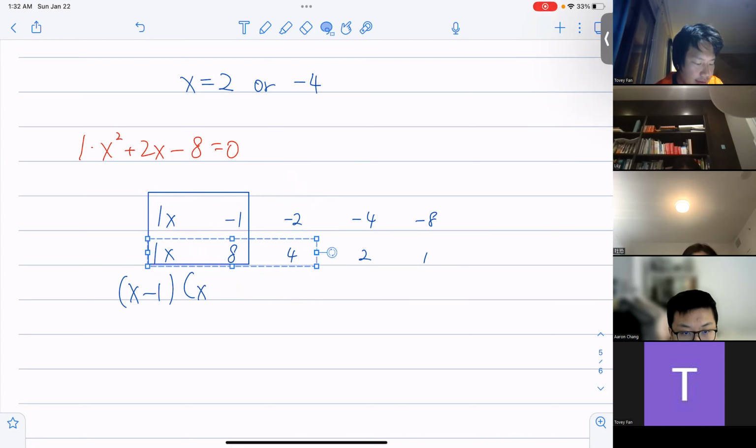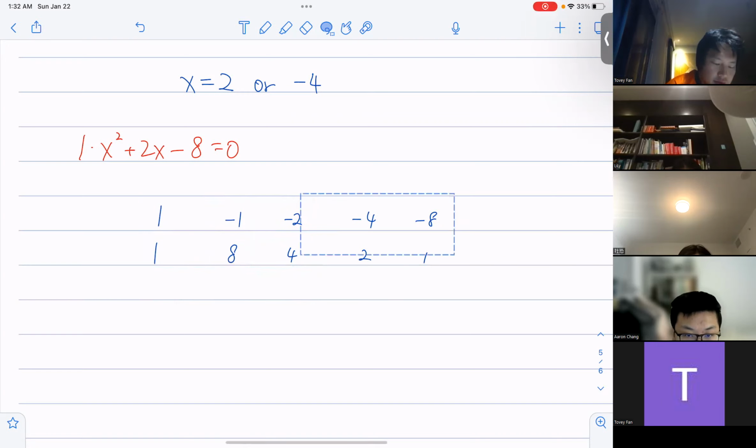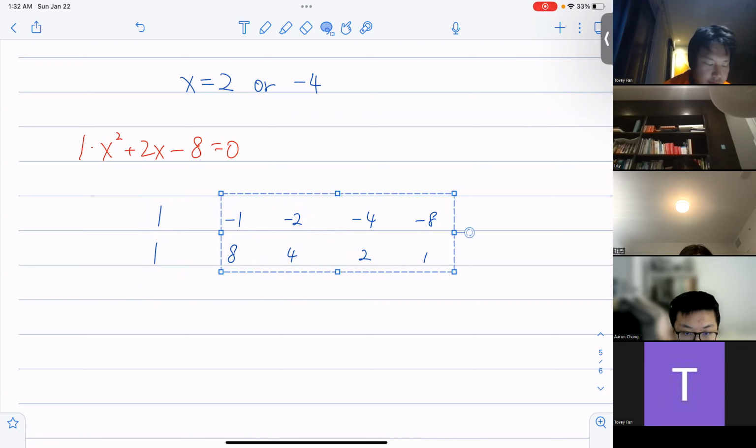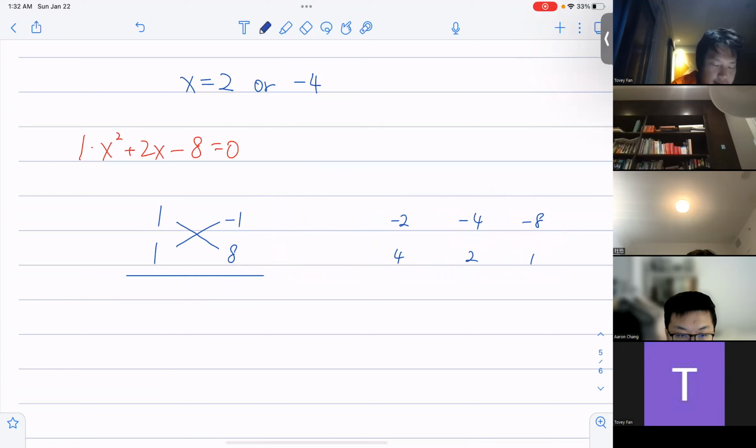Okay, now here comes the important part. Among all the choices, which one is the correct one? We just need to cross multiply and then add them up. Let me move this away. So we cross multiply and add.